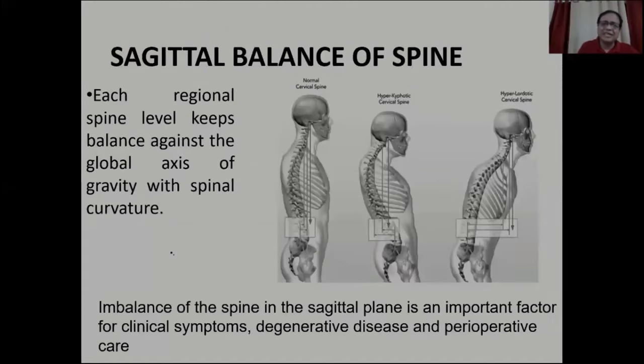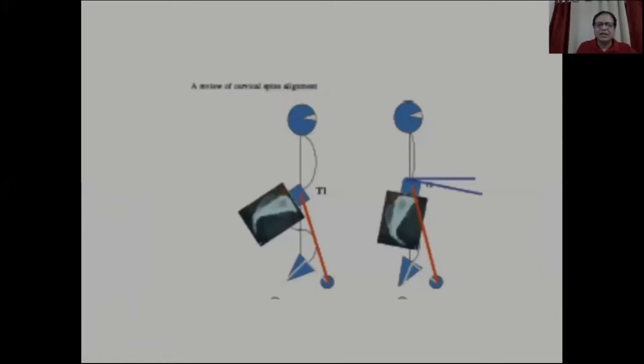Now, normal sagittal alignment can be achieved by achieving the sagittal balance of the spine. Either a hyperkyphotic or a hyperlordotic spine is because of associated changes in the lumbar spine. So one has to take care of the whole spine rather than just the cervical spine to have a good outcome. This is the reason most of our patients have both neck pain and back pain together. They don't come standalone. So how do you achieve cervical spinal alignment?